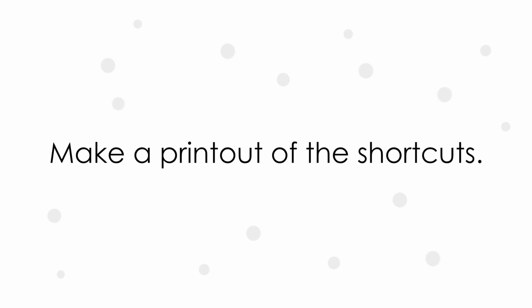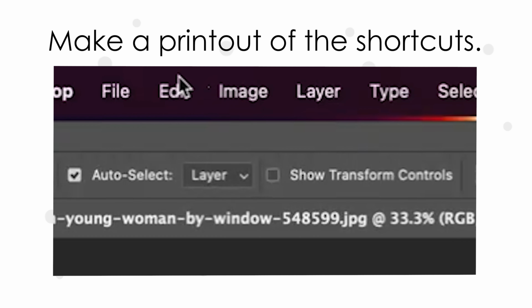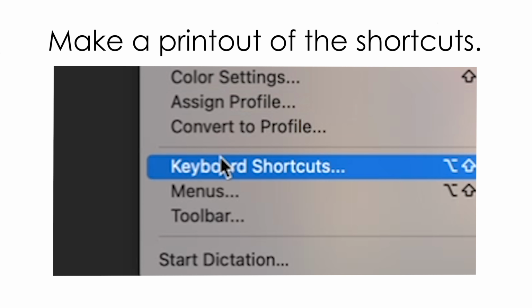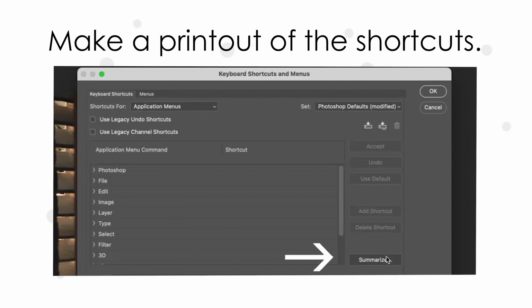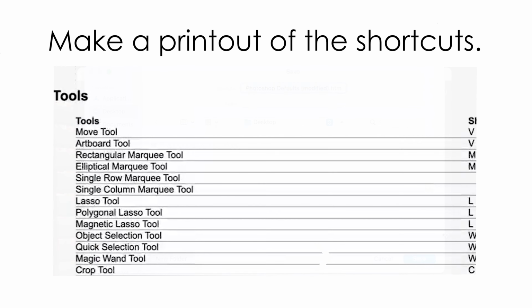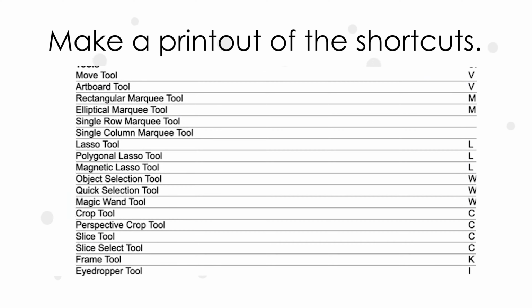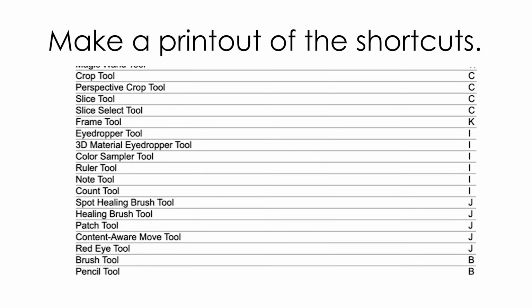There are tons of keyboard shortcuts in Photoshop. So what's a good way to learn them when you're just starting out? Print them out and hang them by your workstation. That's how. By going to Edit, Keyboard Shortcuts, and hitting Summarize. Hit OK, then print them out. And then all you gotta do is look up at that paper until your favorites are committed to memory.